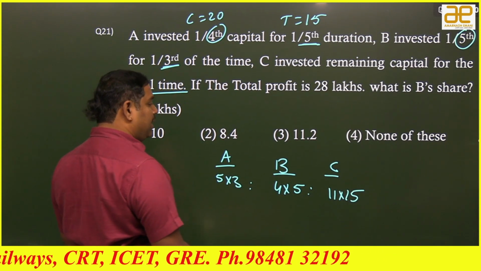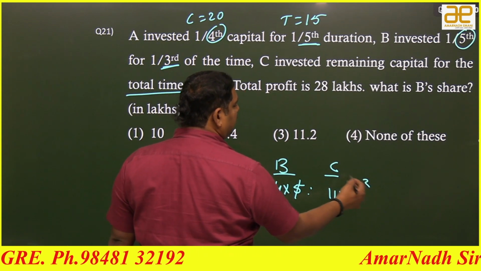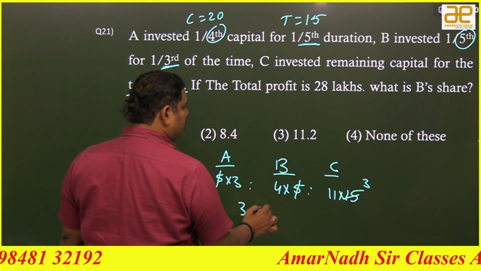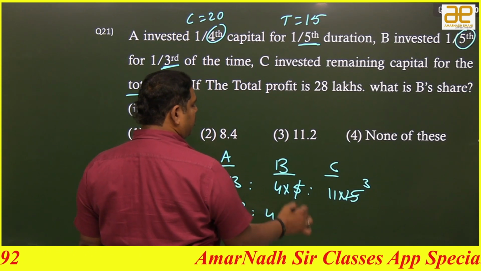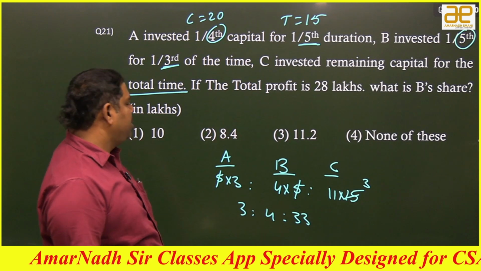Next, if you observe, anything cancels? Yes, we can cancel with 5. 5, 5, 5 threes. It will be 3:4:33. In this ratio, they have to distribute the profits. Total profit is 28 lakhs. He is asking about the B share.